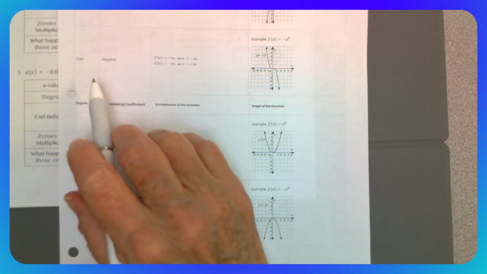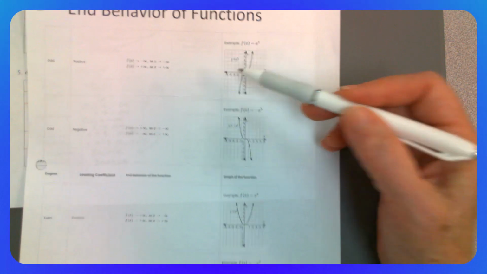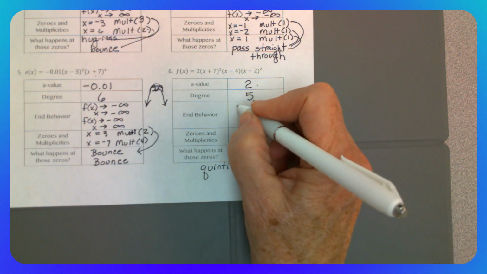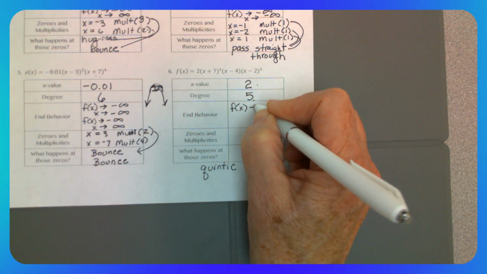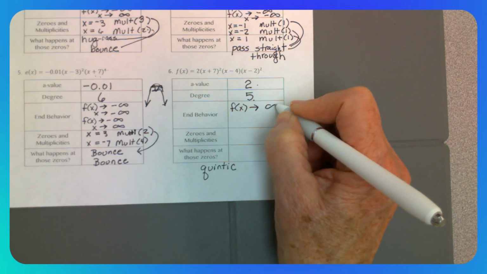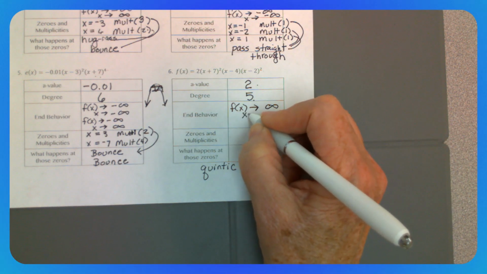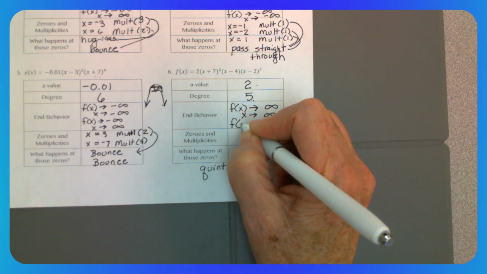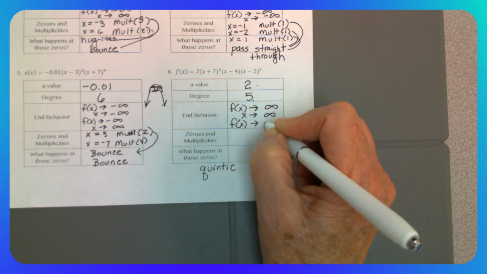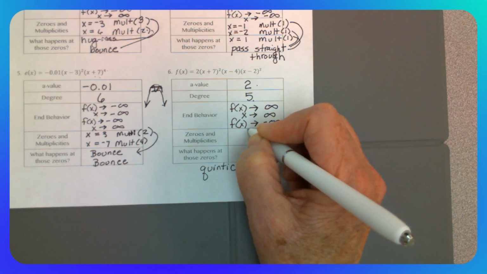All right, the end behavior, okay, it is odd and positive. So I'm going to go here to odd and positive. It's going to be going up on the right and down on the left. So f of x is going to be approaching positive infinity on the right. So as x approaches positive infinity, it's going up, and it's going to be going to negative infinity on the left.